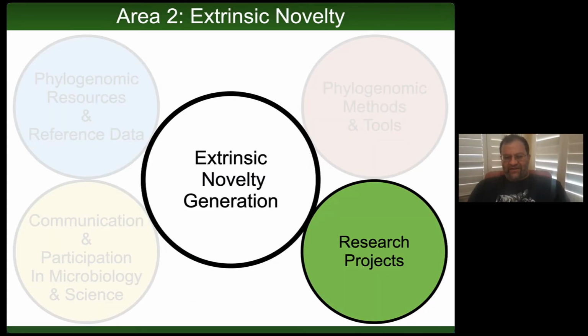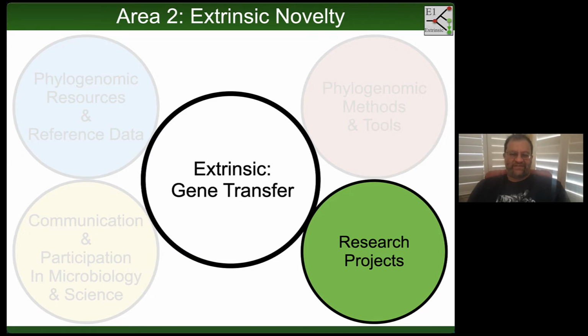Also done a lot of work on extrinsic novelty generation. Again, I'm just going to walk you through a couple of the examples here. Definitely been very interested in the mechanisms and what causes differences within and between species in the rates and patterns of gene transfer. Lateral gene transfer is an incredibly important process in lots of taxa, probably more important in bacteria and some archaea than it is in, say, multicellular eukaryotes, but it still occurs across lots of taxa and has profound implications for evolution, for phylogeny, for biology.